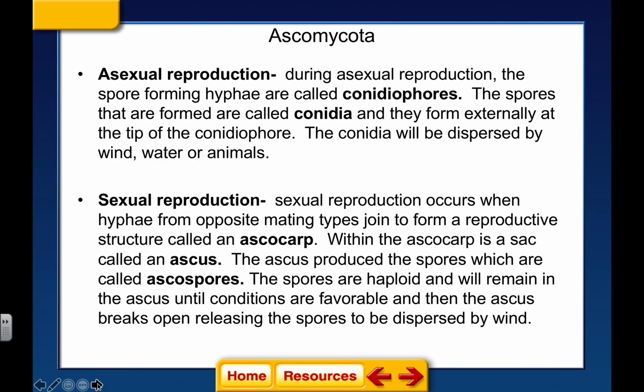So the reproductive structure sexually is an ascocarp. Within the ascocarp is the sac called an ascus, and then ascospores are the spores. Now, the spores are haploid, which means they have half of the genetic information. This is an unfavorable time, so they're going to remain inside of this sac until conditions are favorable. And then the ascus inside the ascocarp is going to break open, and they're going to release the spores, and the spores are going to be dispersed by wind.